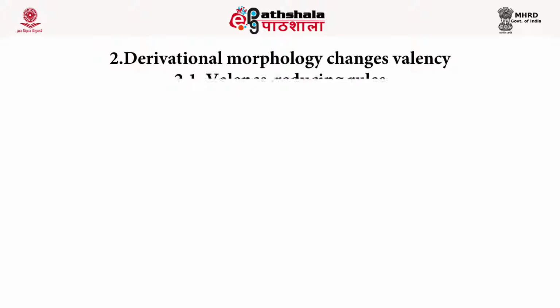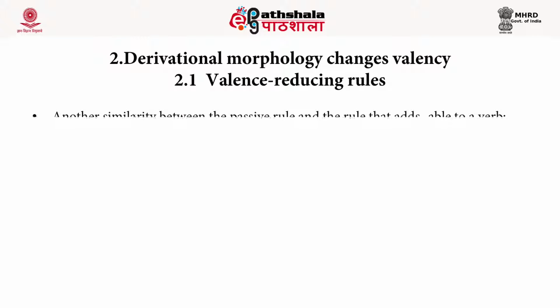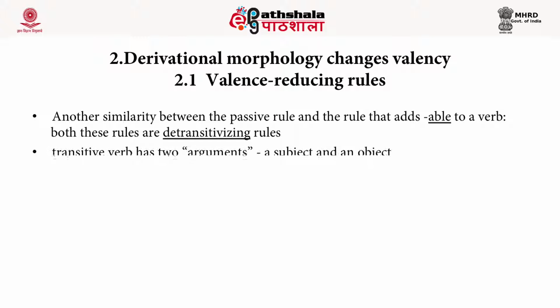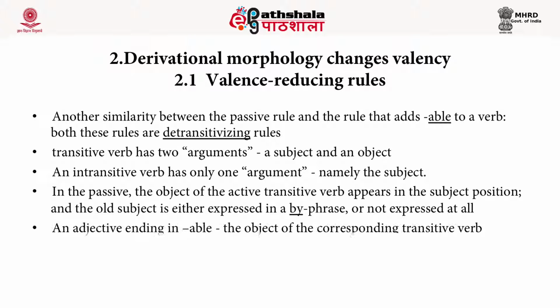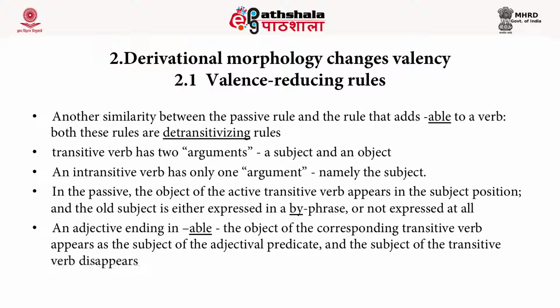How does derivational morphology change valency? To see this, let's see first an example of a valency reducing rule. A common thread between the rule that passivizes a verb and a rule that adds the -able suffix to a verb is that both these rules are detransitivizing rules. A transitive verb has two arguments, a subject and an object. An intransitive verb has only one argument, namely the subject.